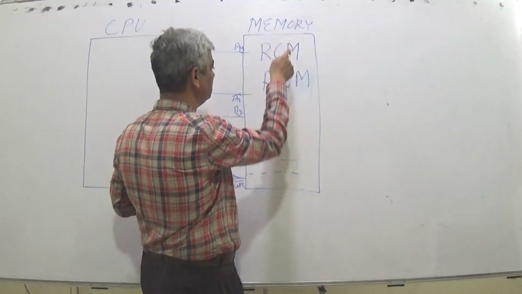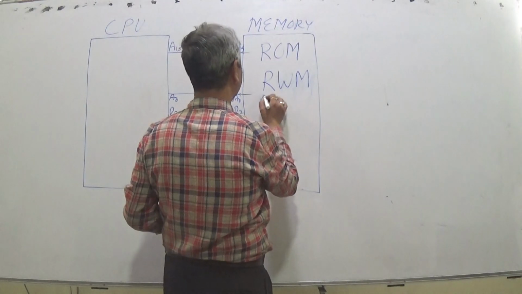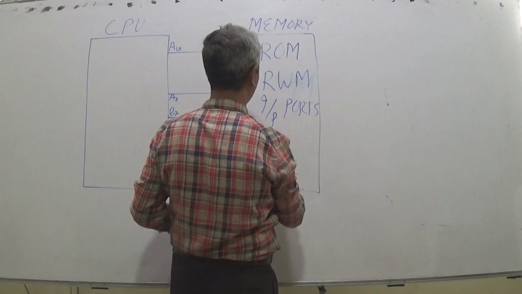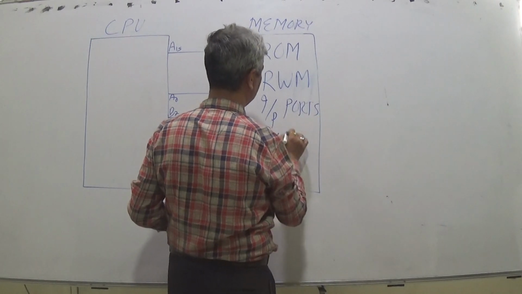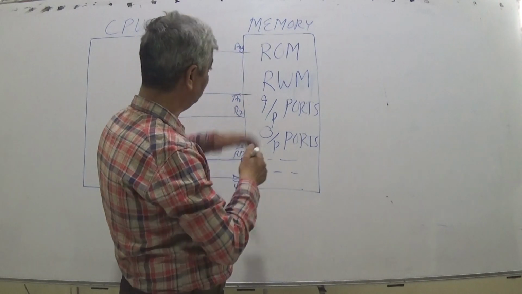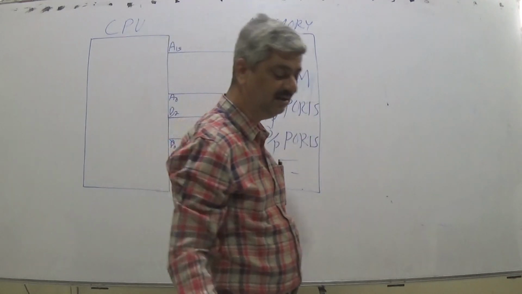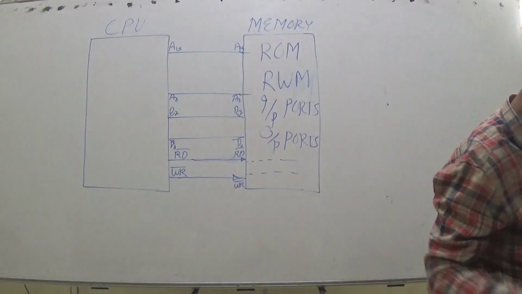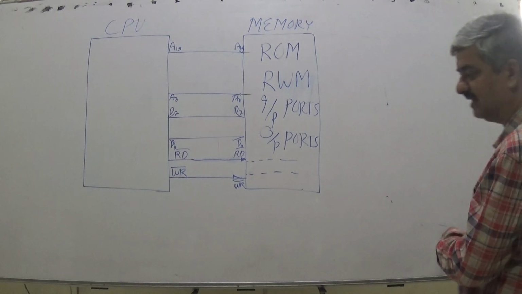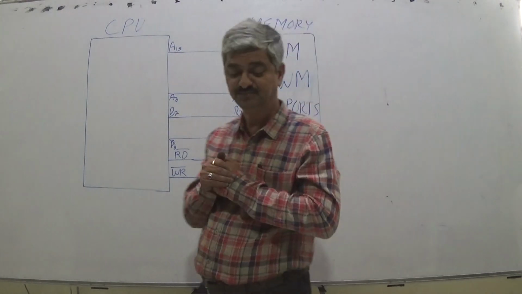So ROM locations, read-write locations, input locations or input ports, and output locations or output ports. In all, for a 16-bit address, whatever you can connect from outside is 65,536 locations.